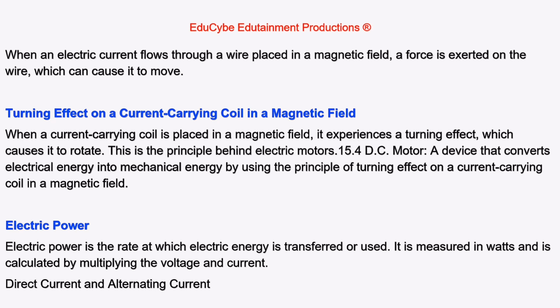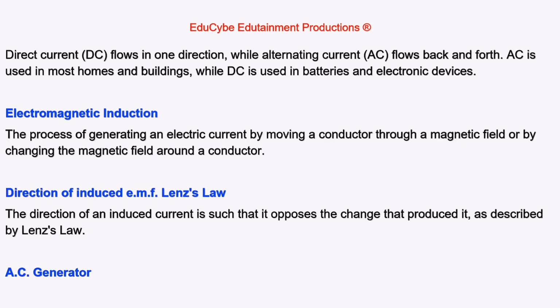Electric power. Electric power is the rate at which electric energy is transferred or used. It is measured in watts and is calculated by multiplying the voltage and current. Direct current, DC, flows in one direction, while alternating current, AC, flows back and forth. AC is used in most homes and buildings, while DC is used in batteries and electronic devices.